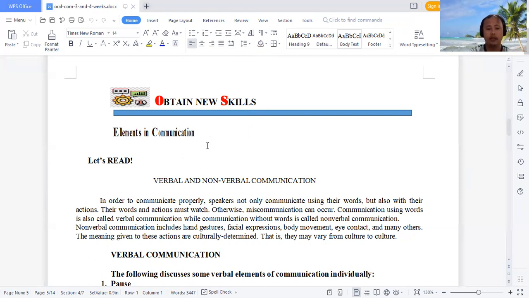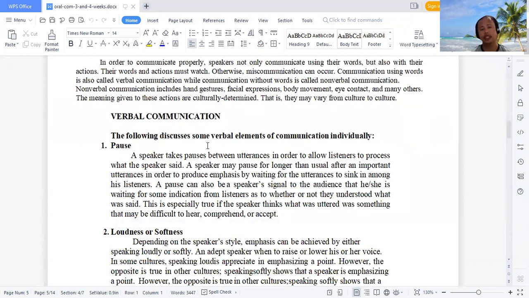Okay, so we have here number 1, pause. A speaker takes pauses between utterances in order to allow listeners to process what the speaker said. Of course, when we talk, we really have to pause. Generally speaking, it is normal that when we speak, we pause. Because what is going to happen if we don't pause while talking? It's really awkward and it's not really good. So pause.